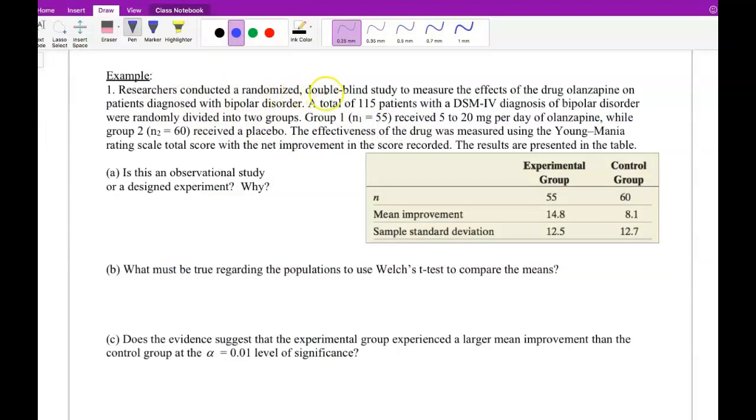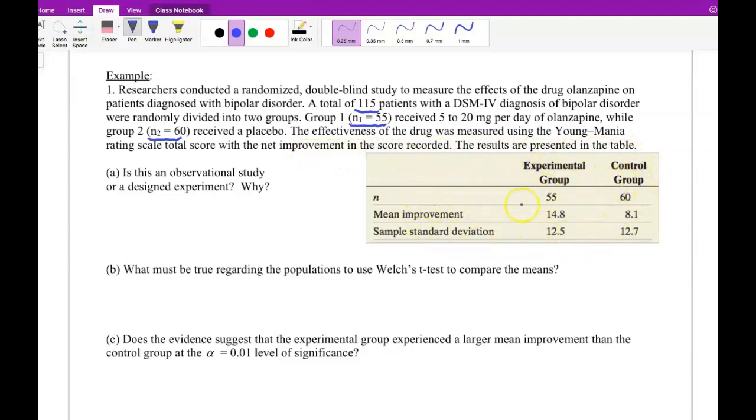Researchers conducted a randomized double-blind study to measure the effects of a drug. What we have here is a total of 115 patients, and they were randomly divided into 2 groups. Group 1 sample size is 55, and the second group sample size is 60. And the effectiveness of the drug was measured. The results are presented in this table.